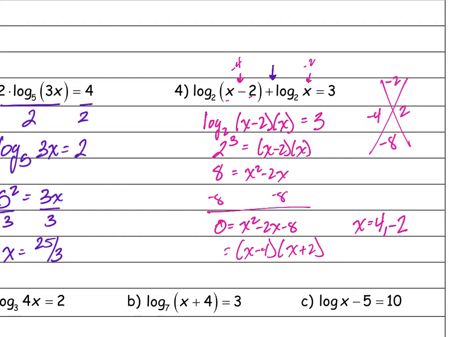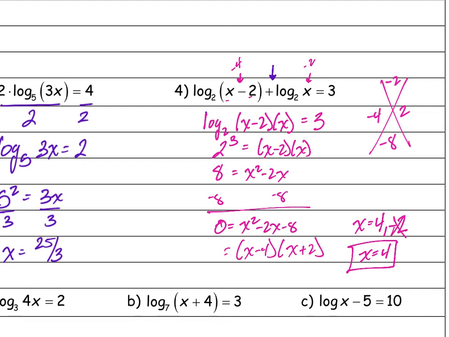And remember, there's no base, there's no exponent that will give me a negative number there. So that means -2 cannot be an answer. So therefore, my only answer for this equation would be 4. -2 is an extraneous solution. So I only have 4.